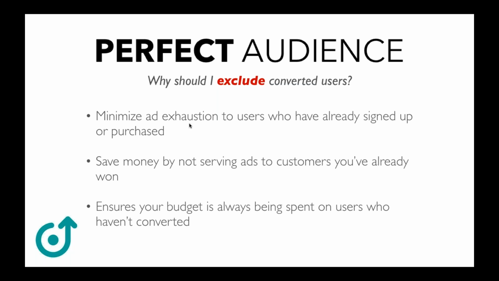And again, when you click the exclude button in Perfect Audience, that's telling our system, do not show ads to anyone in these audiences, even if they are in a different audience that I'm targeting. So why would you exclude a converted user? Well, you're minimizing your ad exhaustion. They've already bought from you. Maybe they don't want to see ads from you anymore, or at least not right now. So you take them off of your list and stop serving them ads.